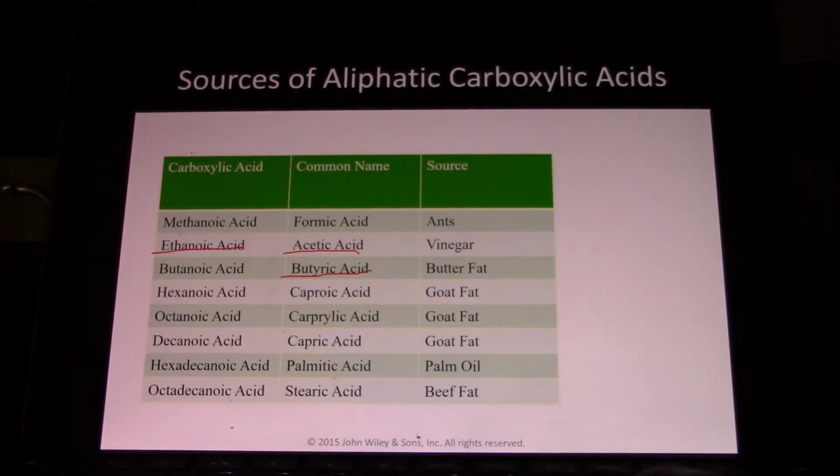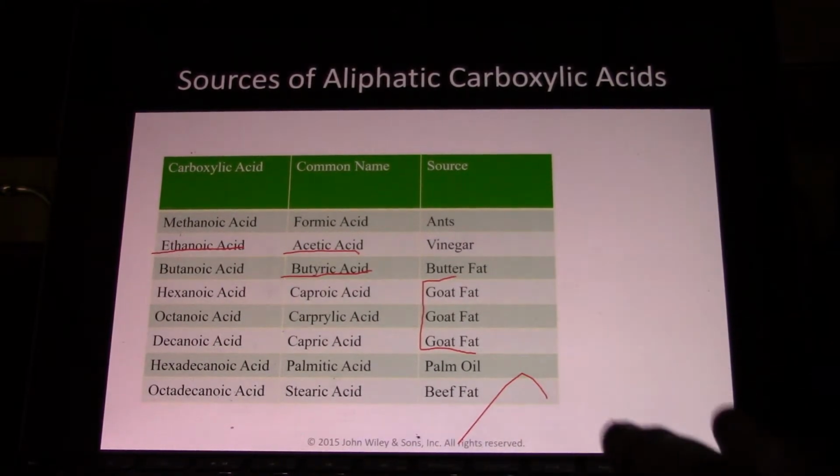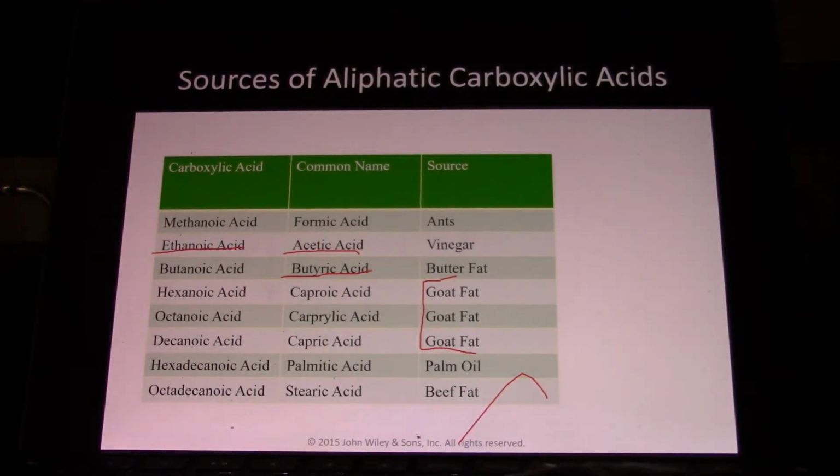Hexanoic acid is caproic acid, octanoic acid, caprylic acid, and decanoic acid, capric acid. Notice these are all coming from goat fats. Goats have much shorter chain fatty acids than a lot of animals. Like beef have a much longer chain fatty acid. That's 18 carbons, octadecanoic. And that's stearic acid. Or from the palm, palmitic acid, because it's from the palm.